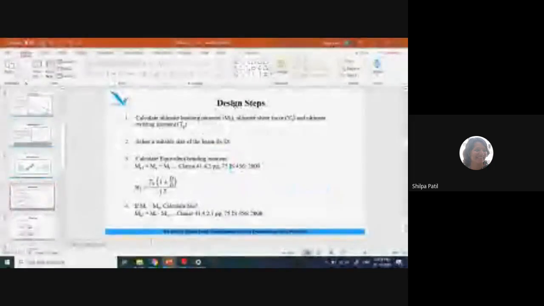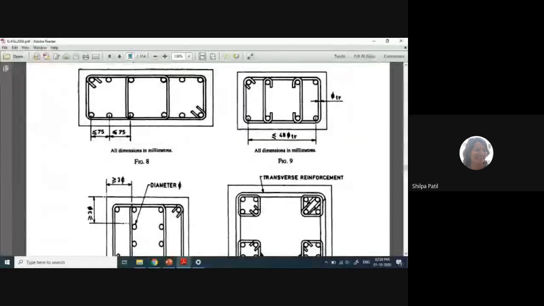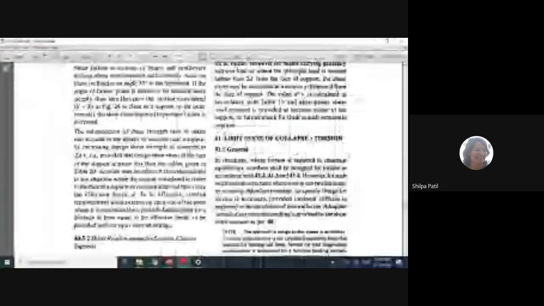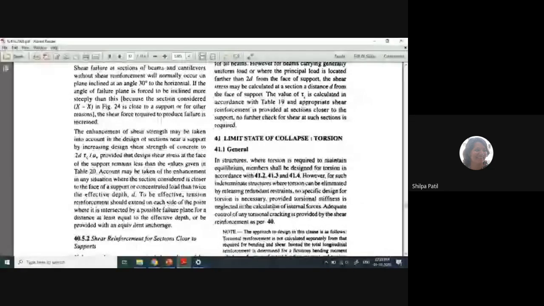So let me open IS 456. All of you are also requested to open IS 456, page number 75. I hope everybody is sitting along with the IS code. Okay. So if you open page number 74, you will find one clause, clause number 41, limit state of collapse for torsion. I'm reading this particular paragraph because whatever we have just now discussed about equilibrium torsion and compatibility torsion, the concept regarding that is given a little bit over here. So I'm just reading it.